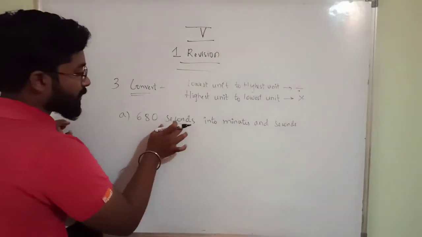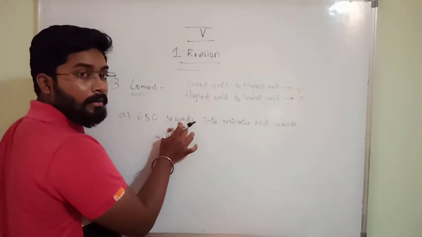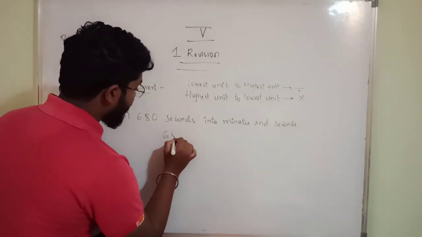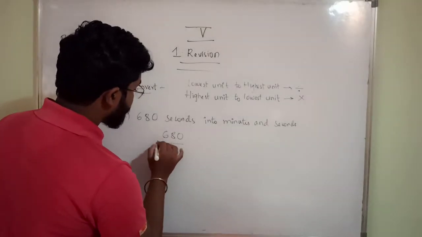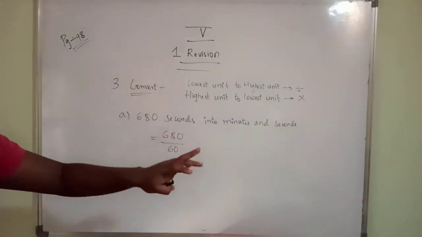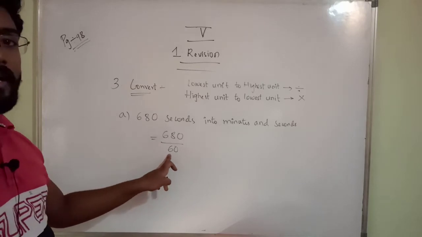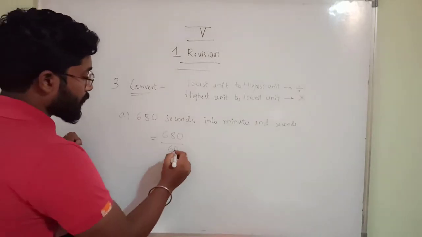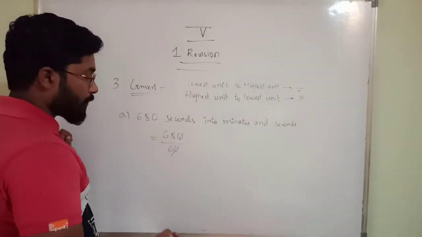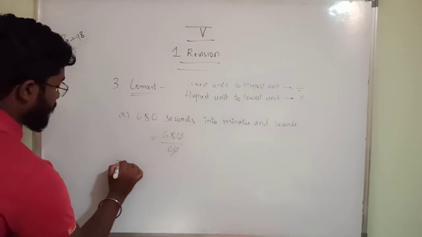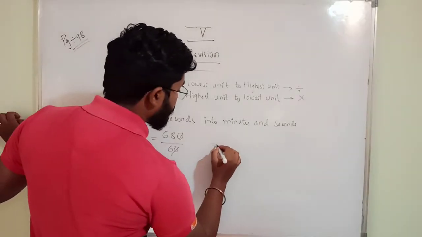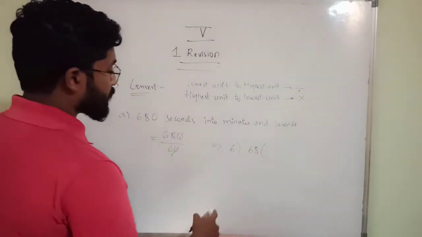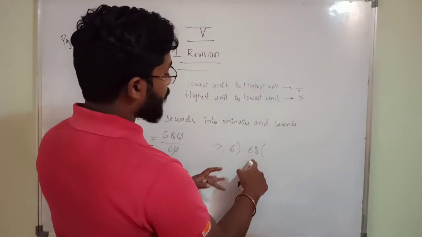So 680 seconds, this is in the lowest unit, you have to convert into minutes and seconds, no? So 680 by 60. You have to convert into minutes, means you have to divide it by 60. 60 seconds means 1 minute. So cut both these zeros, 0 0 will get cancelled, so you have to divide 68 by 6.